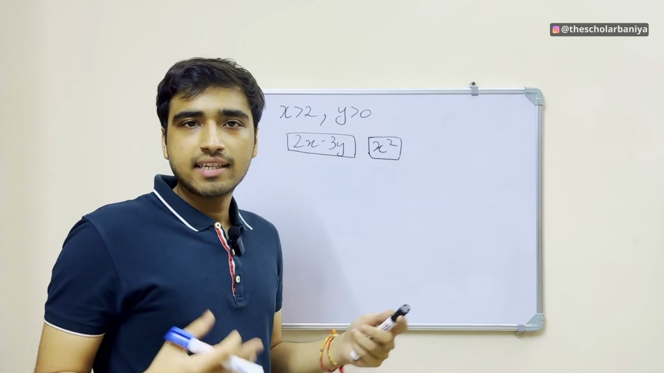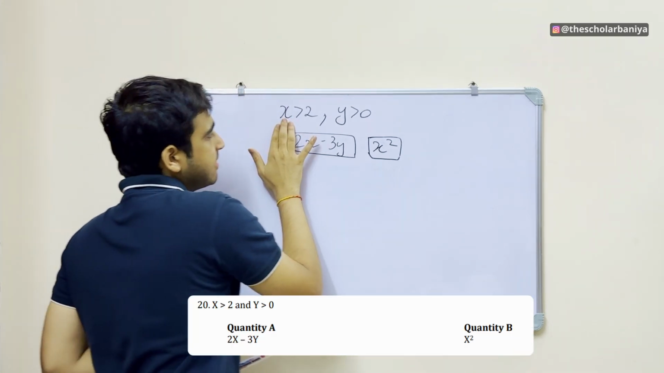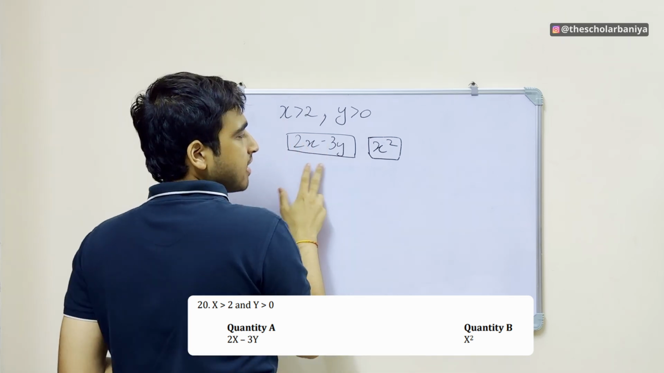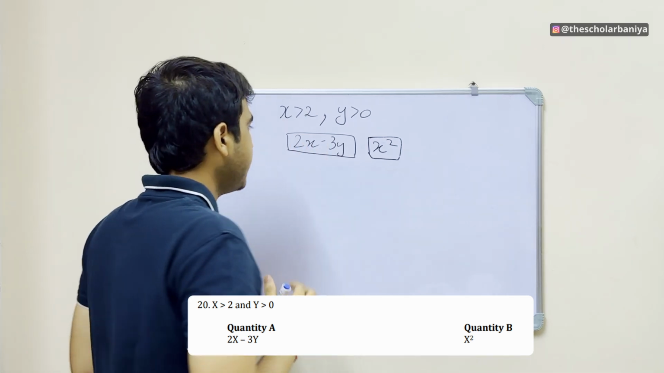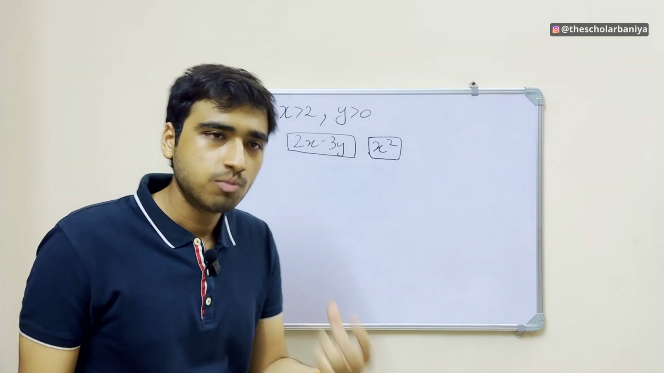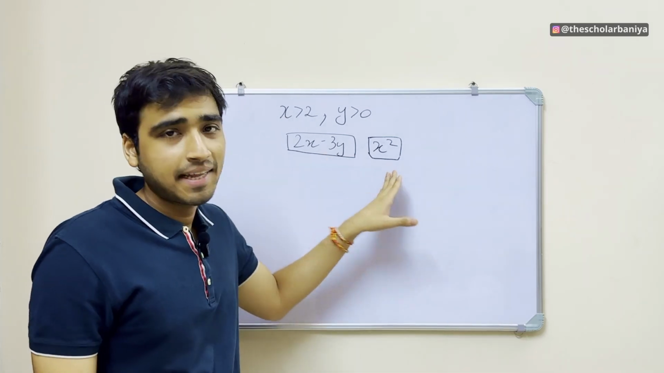So let's proceed with the next question, guys. It's given x is greater than 2, y is greater than 0, and we have to compare 2x minus 3y and x square, right?